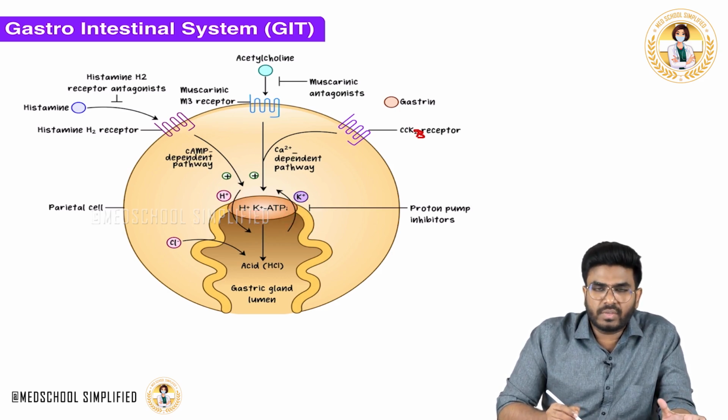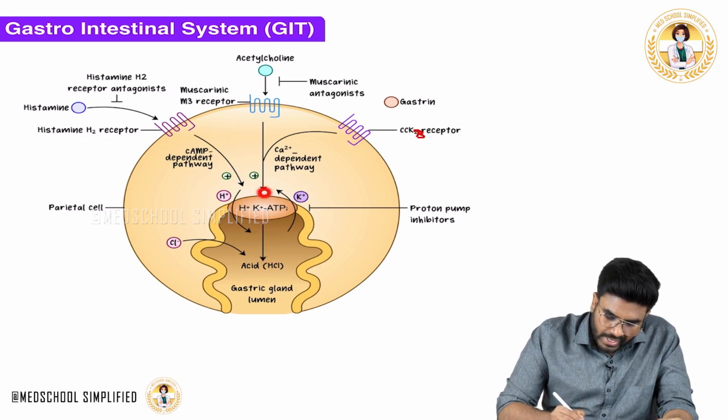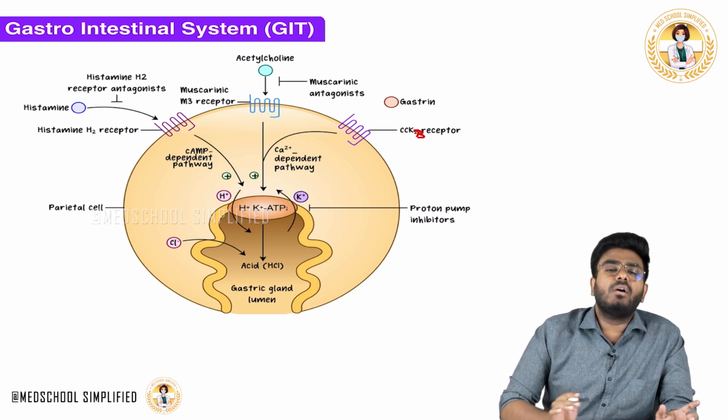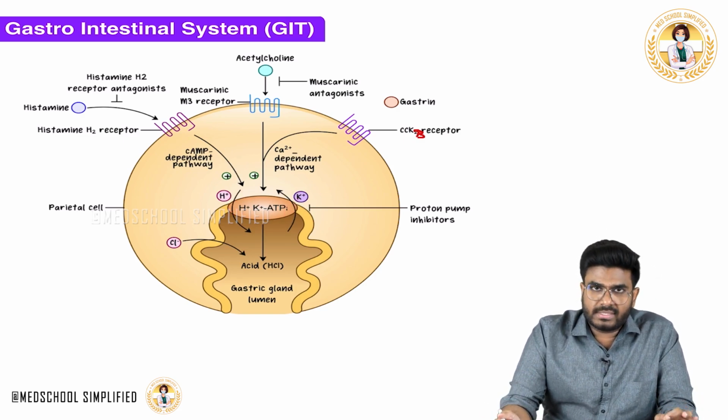So, in a simple way, we can say acid is coming out. Acid is getting secreted from a proton pump. This is called a proton pump. Now, why do we need to know all these things? The pharmacological integration. What is the pharmacological integration?